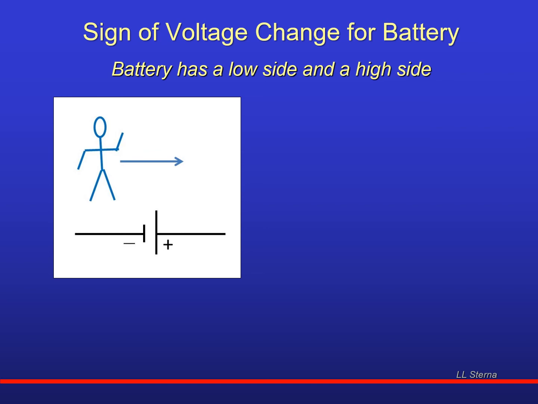So if you are in a circuit, or your perspective as you go through the circuit, you're following a path from left to right. You're going from the low side to the high side. You're going from a low potential to a high potential. Therefore, your delta V is greater than 0. If I told you that you were going from the low side to the high side of a 12-volt battery, your delta V would be plus 12 volts.